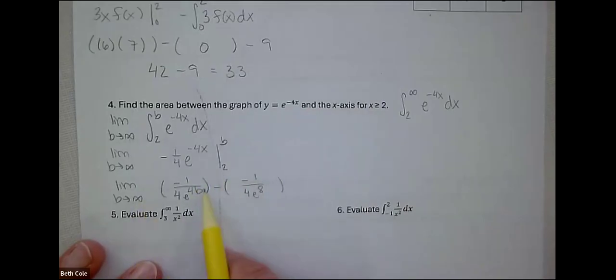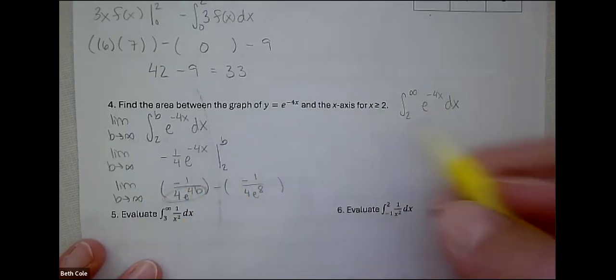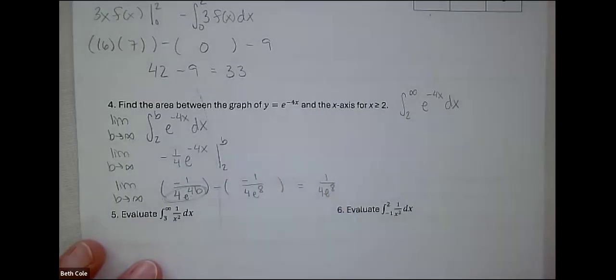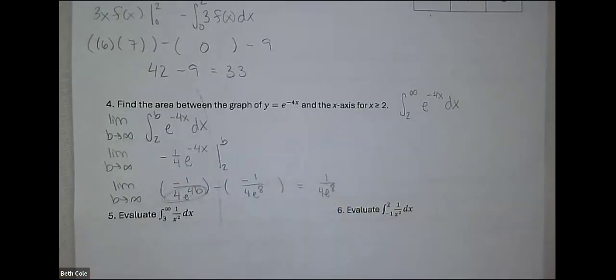Then we're going to evaluate the limit. As b goes to infinity, this part gets infinitely huge. You have 1 over a gazillion, which goes to 0. These negatives are going to cancel, so it's positive 1 over 4e to the 8th, which is a number. E is 2.7-ish, so that is a value that represents area.